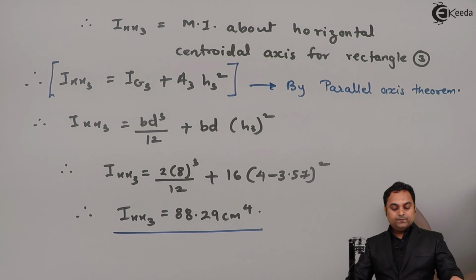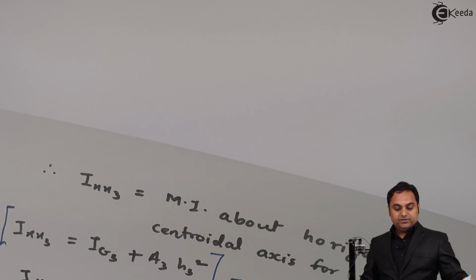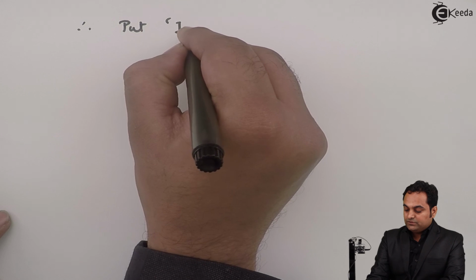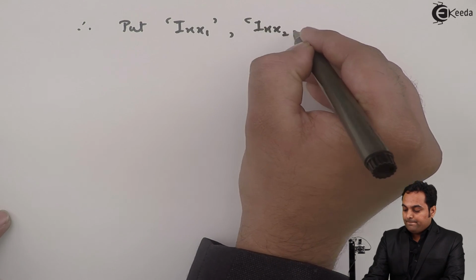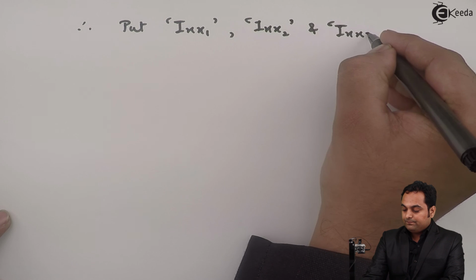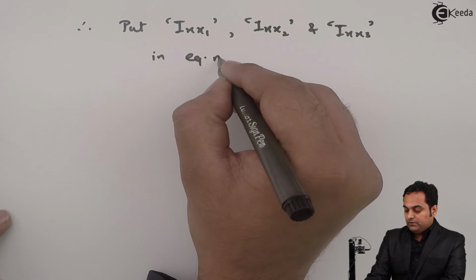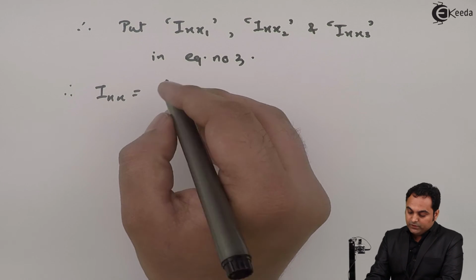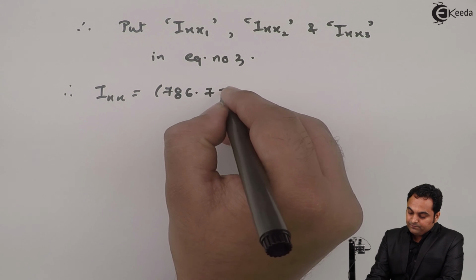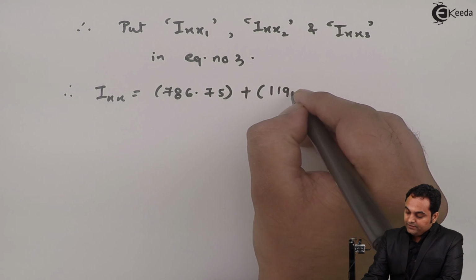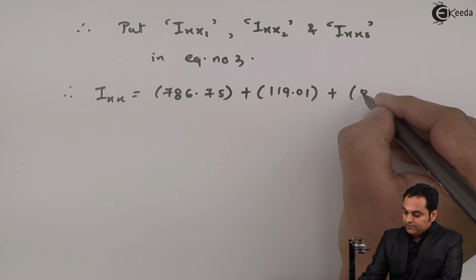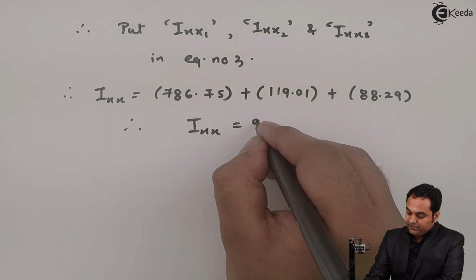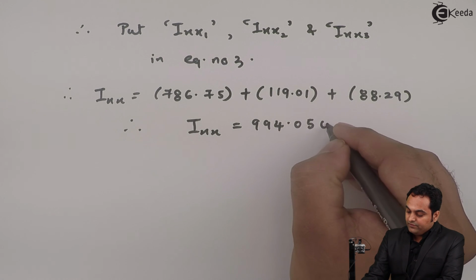After getting these three values, we can put them in equation number 3 to get Ixx. So put Ixx1, Ixx2 and Ixx3 in equation number 3. So Ixx is Ixx1, 786.75, Ixx2, 119.01, Ixx3, 88.29. So from this the answer of Ixx comes out to be 994.05 centimeter raised to 4.